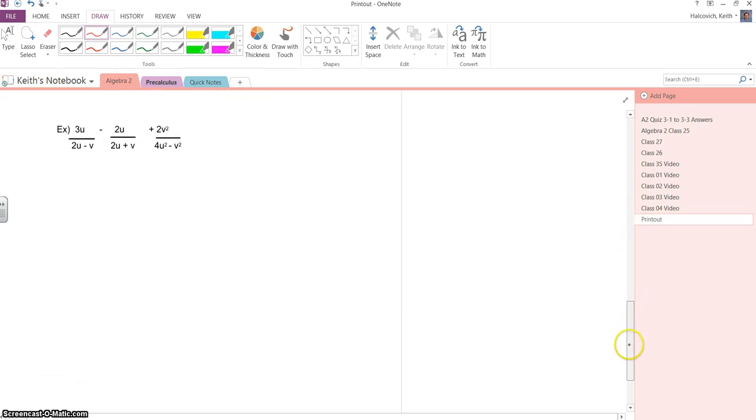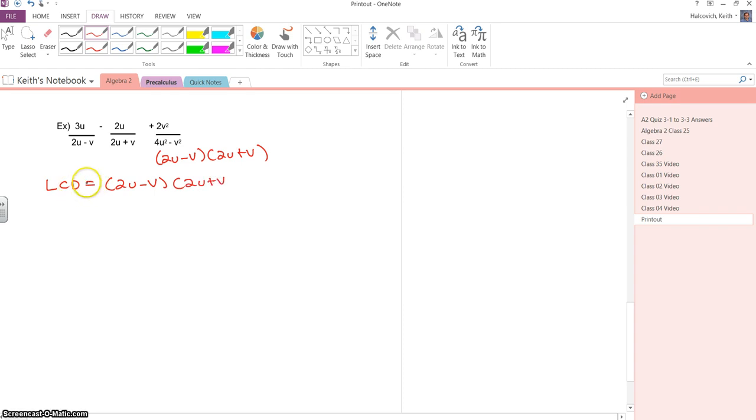Moving on to the next problem. Notice we factor: here we have 2u minus v, 2u plus v, and this would be 2u minus v and 2u plus v, the difference of two squares. So the lowest common denominator would be 2u minus v times 2u plus v. So right now, this is what you have.